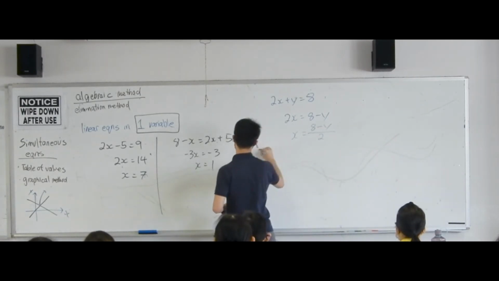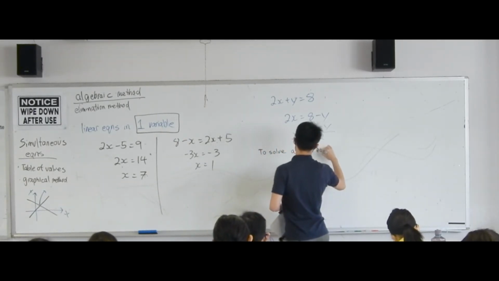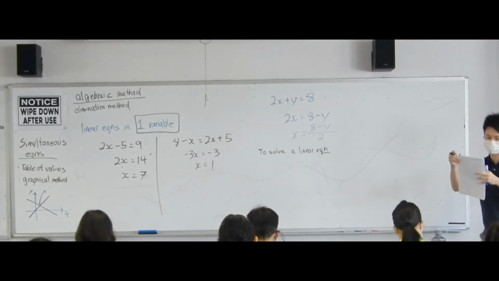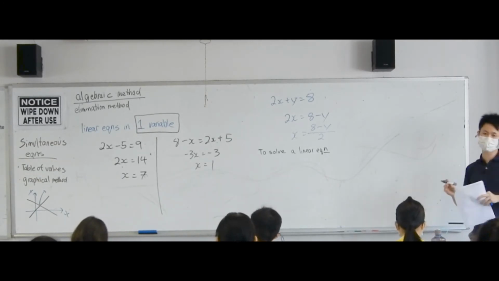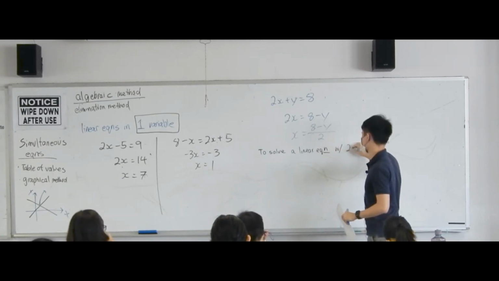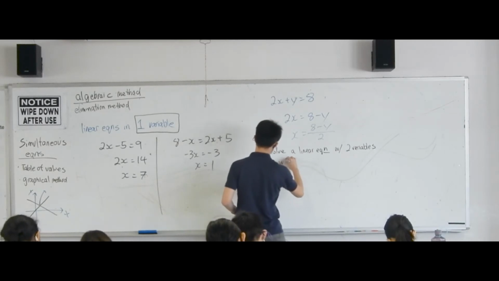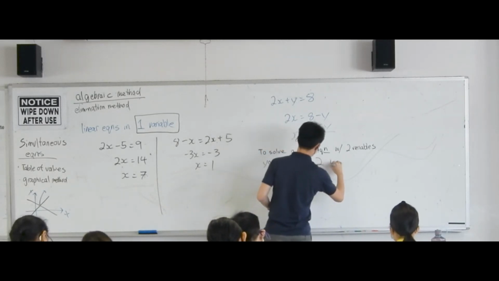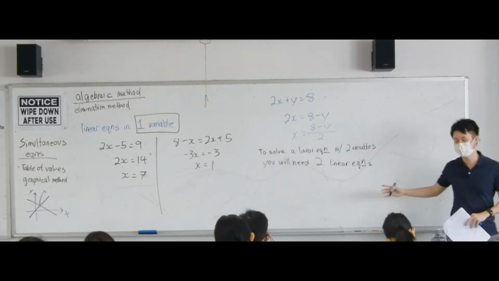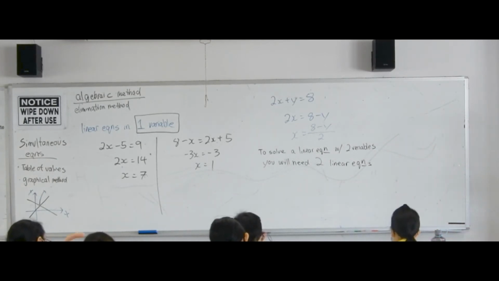To solve a linear equation, it is on page 10. Describe what pattern you see between the solutions and the number of variables of the linear equations and the number of linear equations. You don't really have to describe, but I'm actually going to show it here. To solve a linear equation with two variables, you will need two linear equations. This is my short form for equations. Because as we can see, one variable you just need one equation. But when it comes to two variables, you definitely need two.